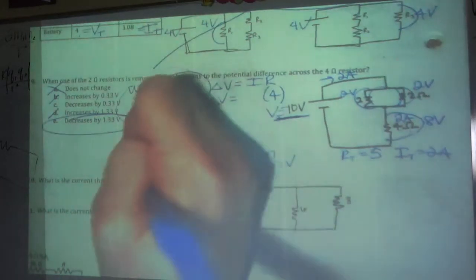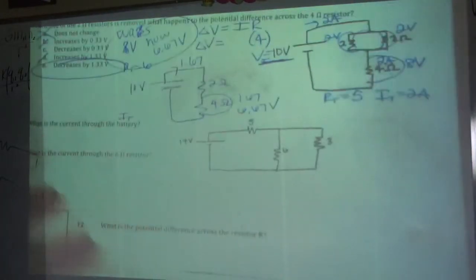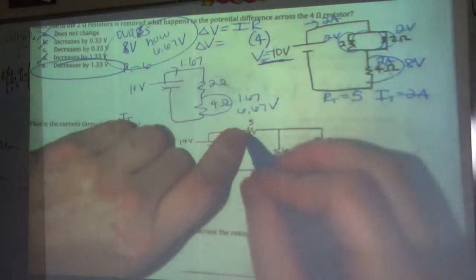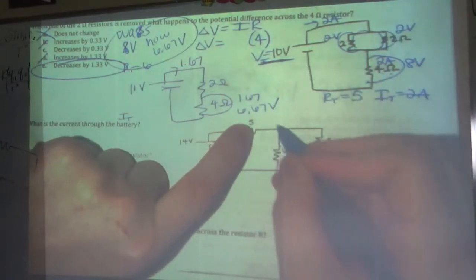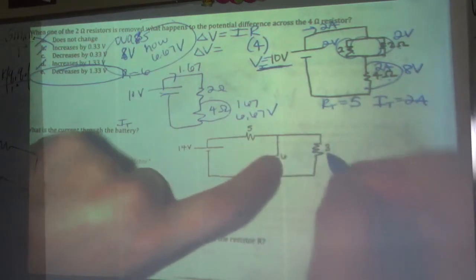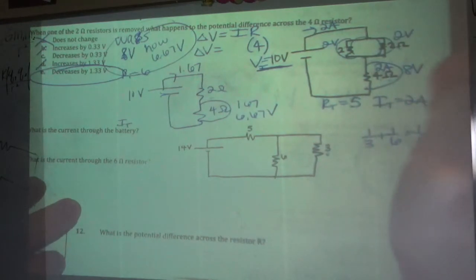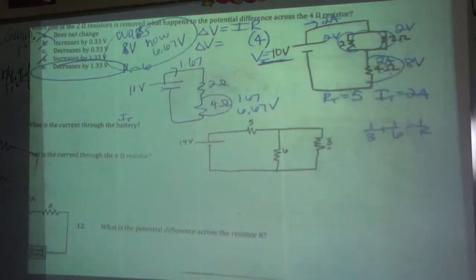Number 10, the current through the battery, so that's just saying total current. So to find total current, you need to know total resistance. So I cannot add 5 and 6 because they do not share the same current because current is splitting right here. But I can put 3 and 6 together because these 2 are in parallel. So I'll do the 1 over 3 plus the 1 over 6. That's going to give me, I think it gives me 2. Let me check.